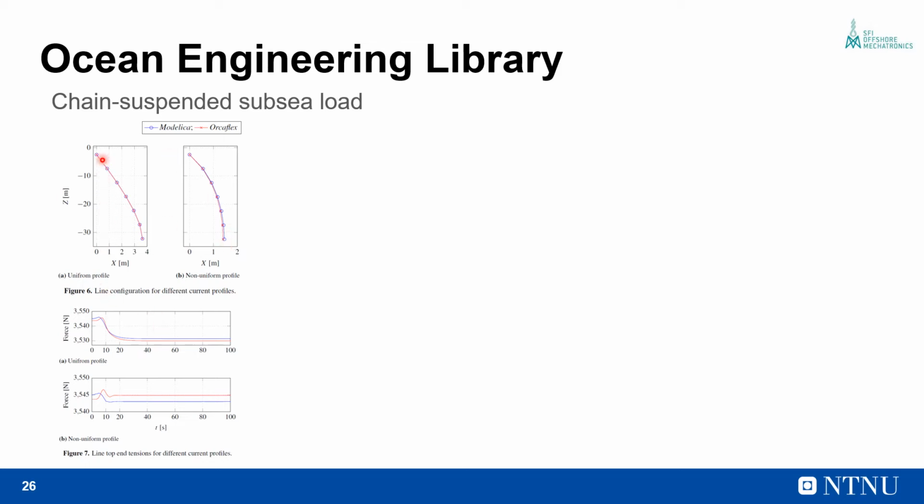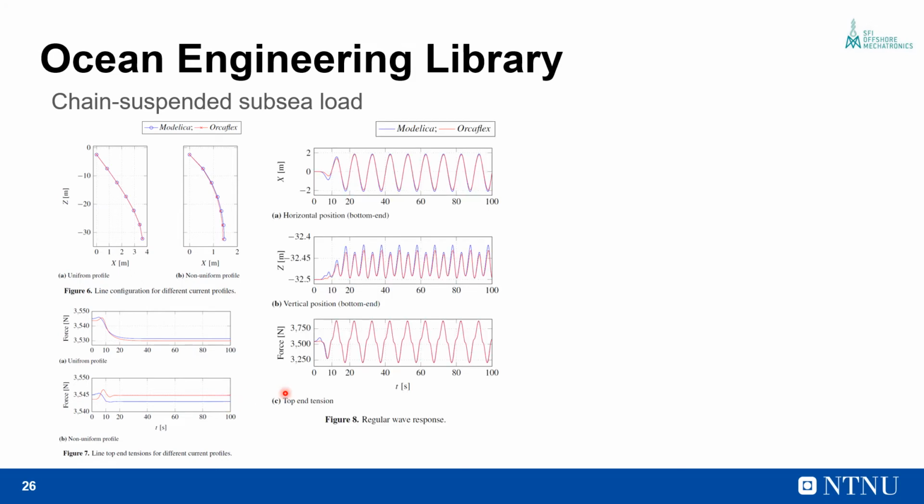Looking at the top link tensions, we see that there is a reduction in the top link tension as the fluid loads now support a part of the weight of the chain and the suspended load. But in the non-uniform case, we see that Modelica shows a slight reduction in the top link tension, while OrcaFlex shows a slight increase in the top link tension. But this difference is not significant.